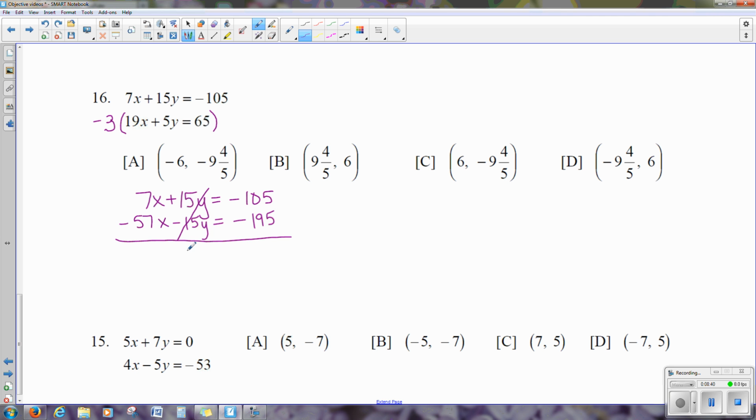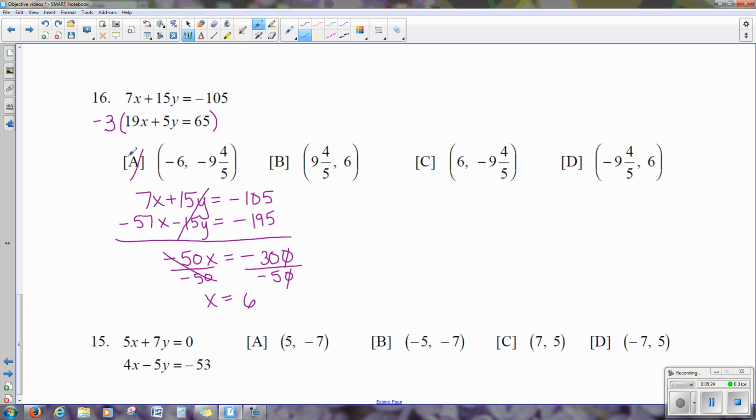All right. Those are going to cancel each other out. 7 minus 57 is negative 50x. And negative 105 and negative 195 is negative 300. Oh, well, this isn't so bad. If I divide them both by negative 50, now we know that x equals negative divided by negative is positive. Let's see, divide them both by 10. That's going to give me 6. So I'm looking for an x value of 6.